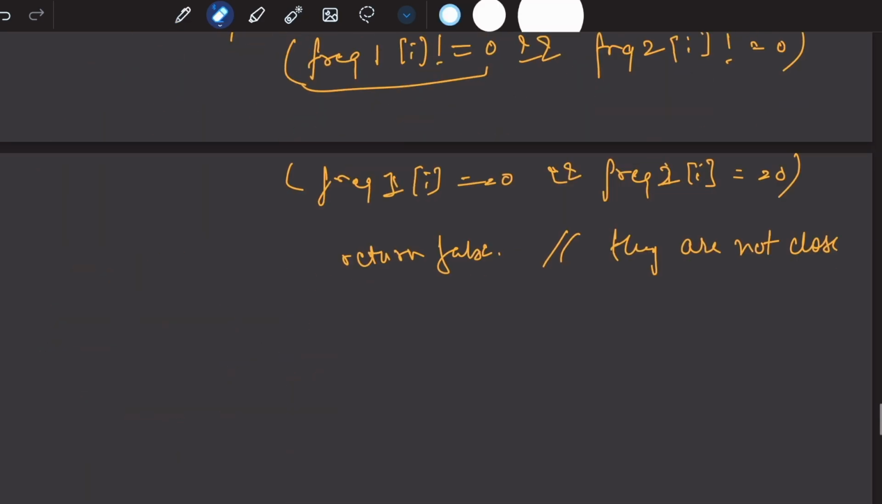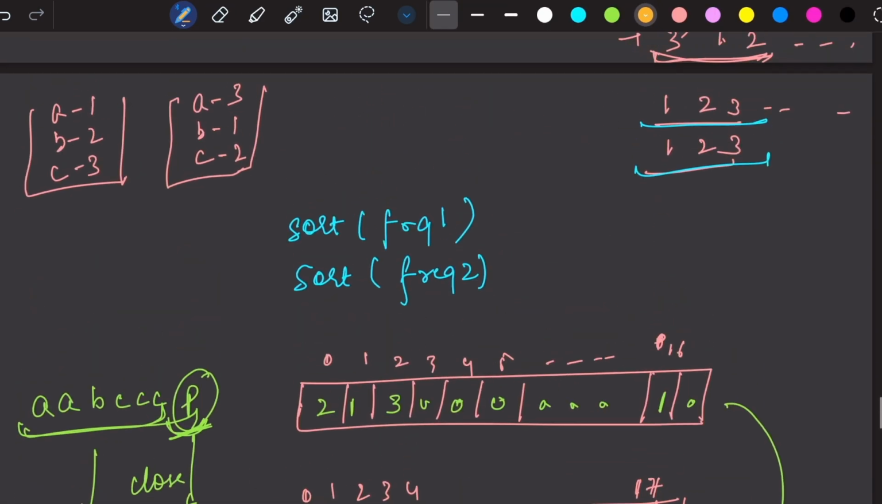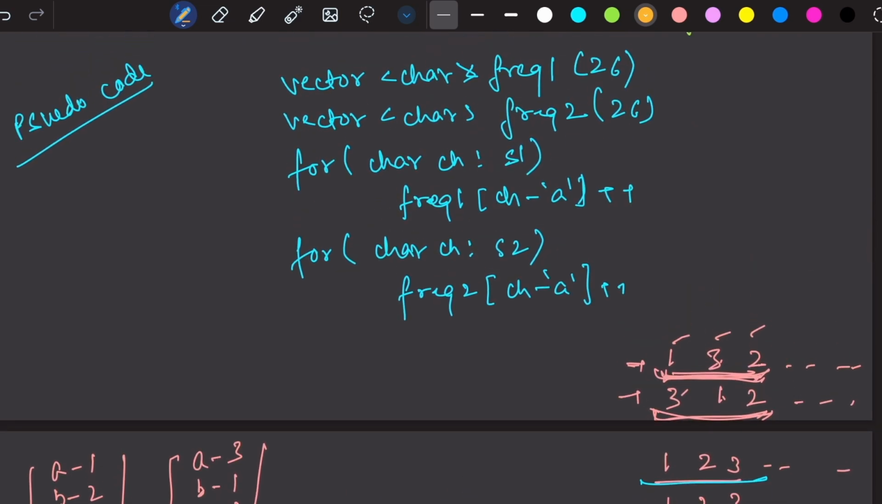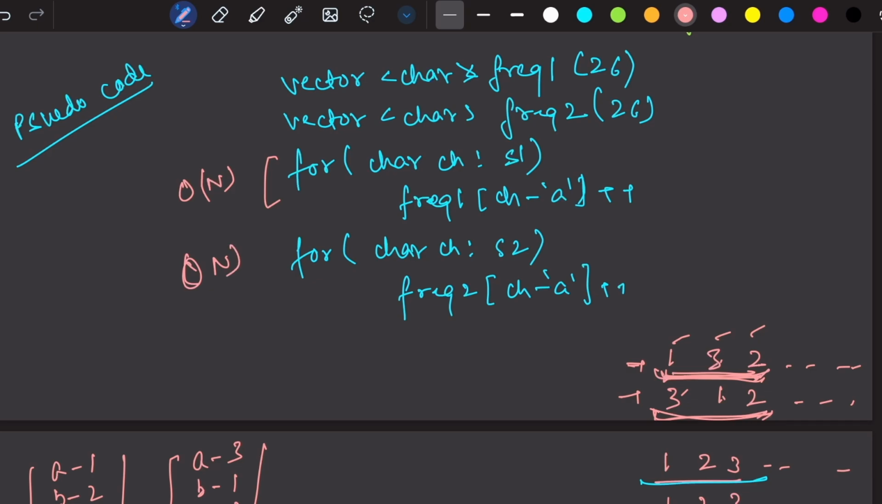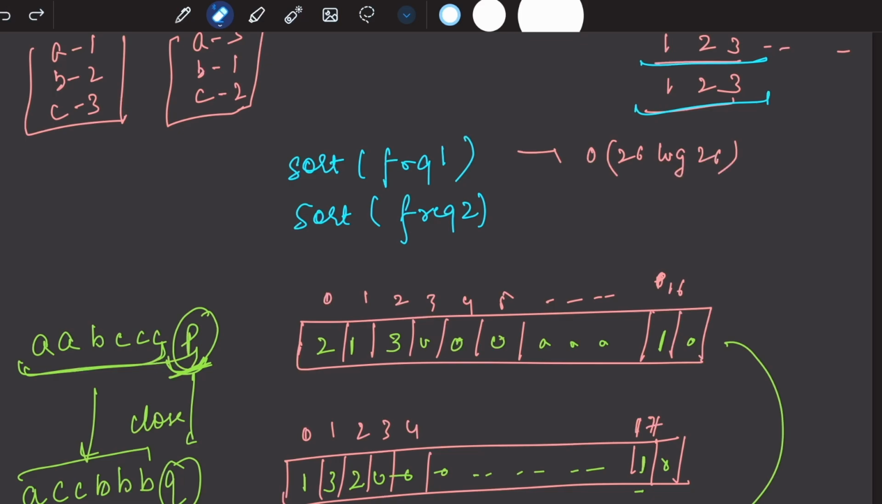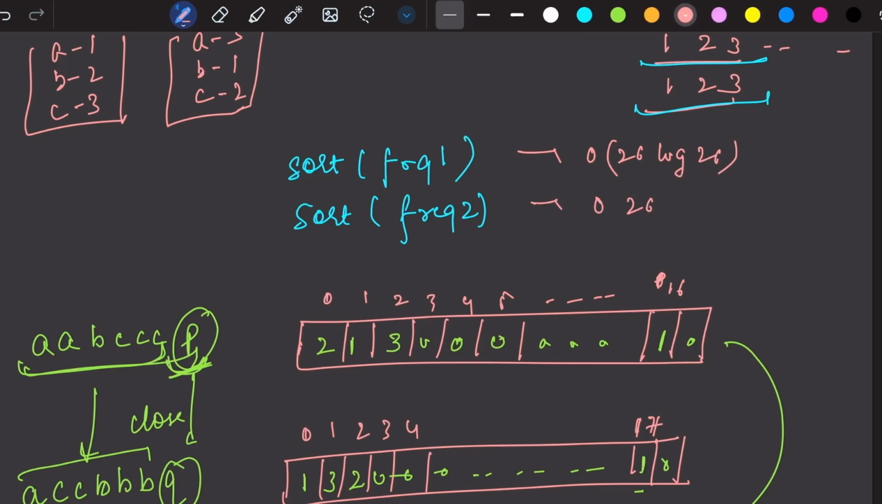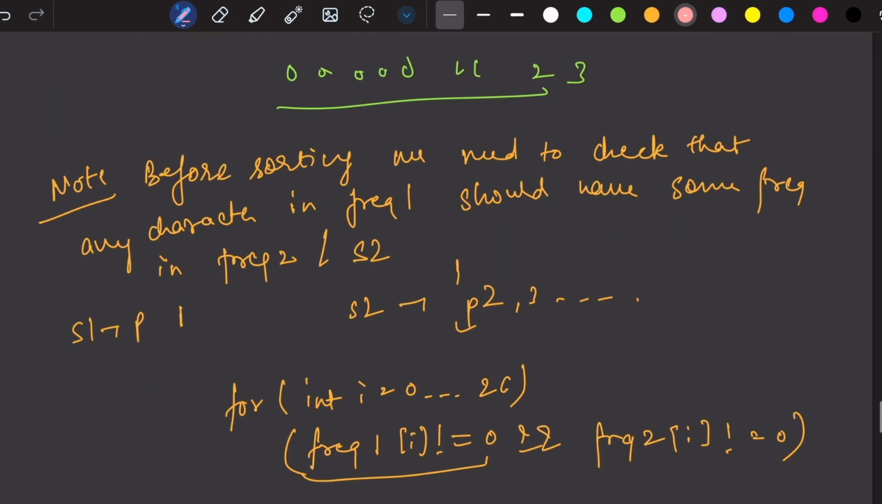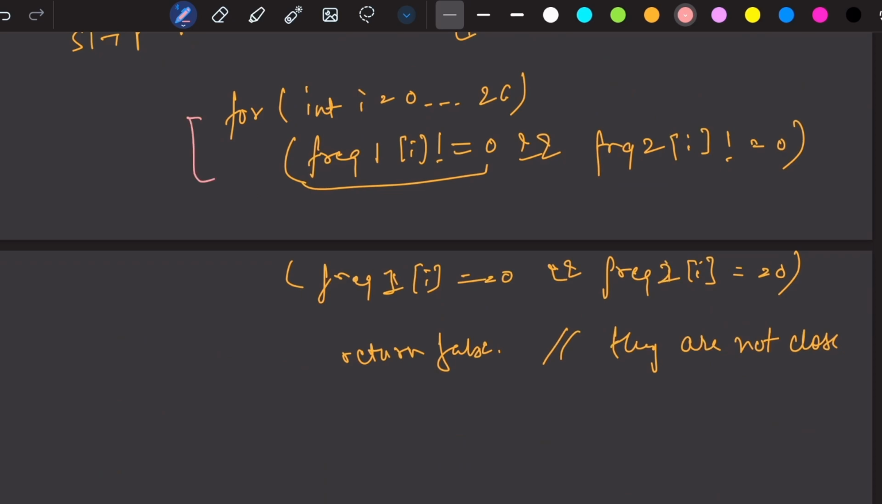So the time complexity, we say, of the pseudocode that we have written above. Okay, so let us analyze it. It will be big O of n, since both the sizes should be the same, so it will be again big O of n. Sorting will be big O of 26 log 26, so this is constant. Similarly, this will also be 26 log 26, so this is constant, and this check will also be constant because it is big O of 26 size only, right?